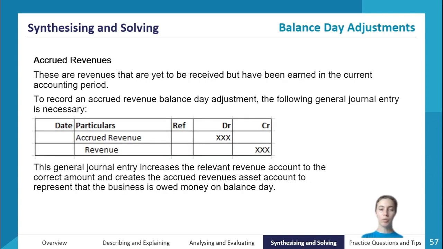And lastly, accrued revenue, which is an asset. These are revenues that are yet to be received but have been earned already in the current accounting period. So it's the opposite to unearned revenue. To record this, it is a debit to accrued revenue and a credit to the revenue account in question. This increases the relevant revenue account to the correct amount, and then it creates that accrued revenue asset to represent that the business is owed money on balance day. And that is included in the statement of profit or loss.